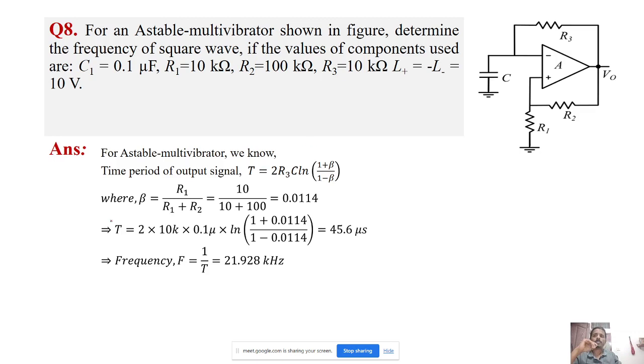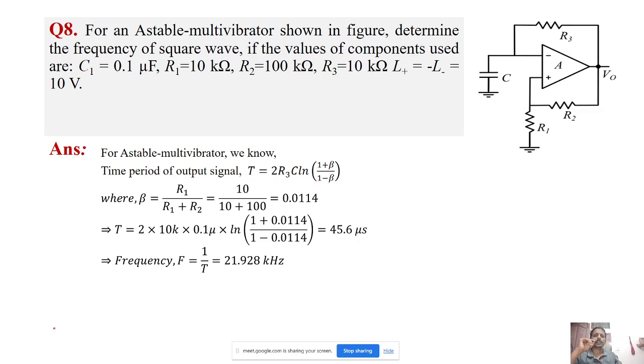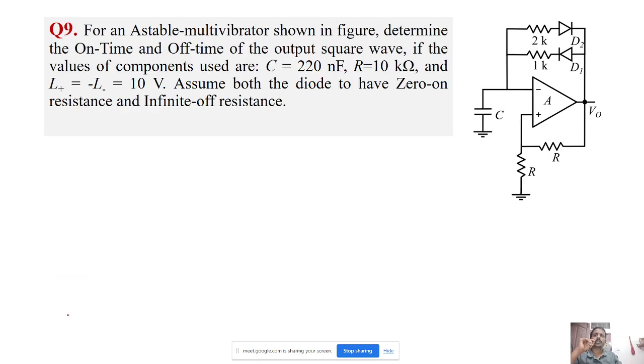So we have been given all the values: R1, R2, R3 and the capacitance value. We already know the time period of the oscillation. We just need to find the beta value, substitute that, and we'll get the time period. That is 45.6 microseconds. The frequency is 1 by T, so f equals 1 by T, which gives 21.9 kilohertz. That is the frequency of oscillation of this astable multivibrator. Now coming to the next question.